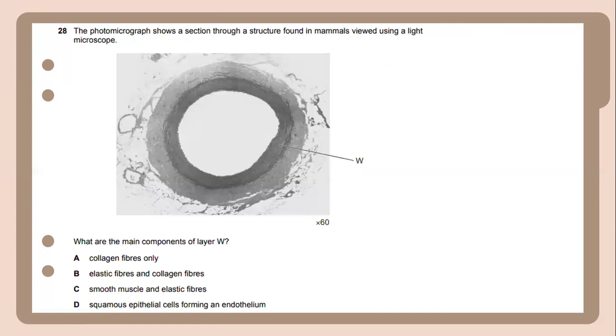The photomicrograph shows a section through a structure found in a mammal, seen using a light microscope. What are the main components of layer W? It indicates collagen fibers.